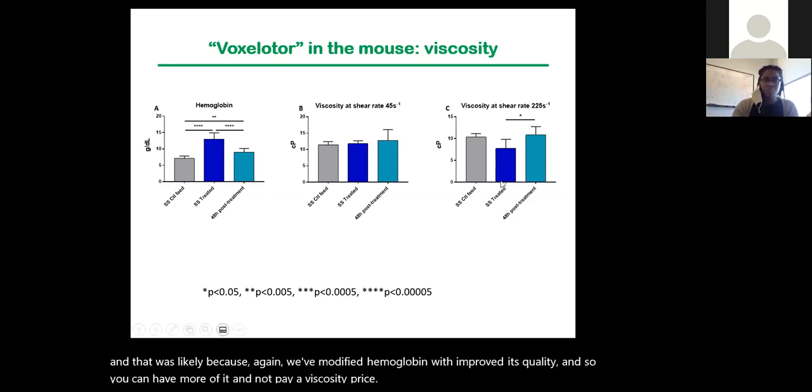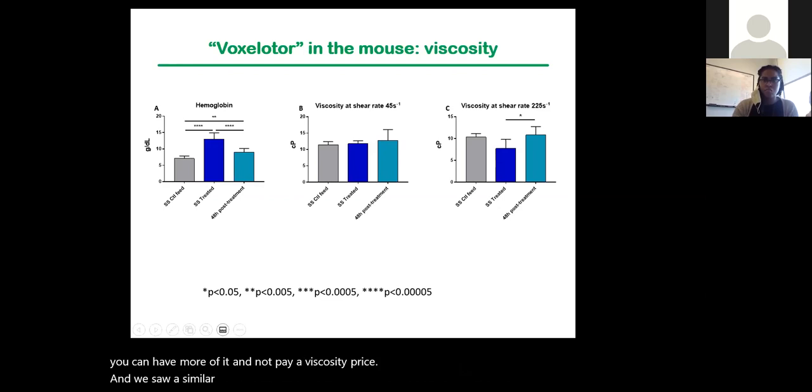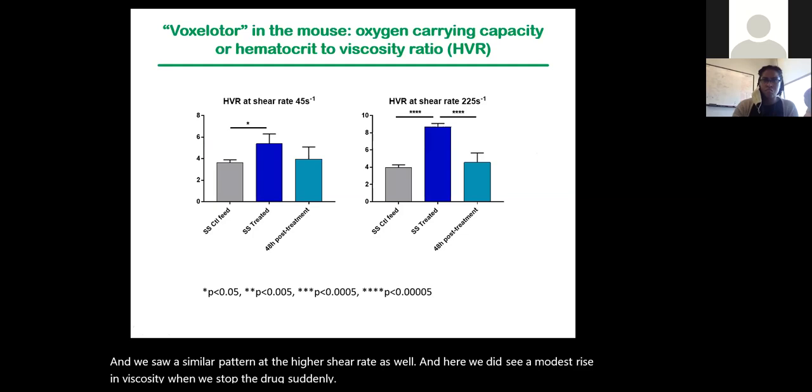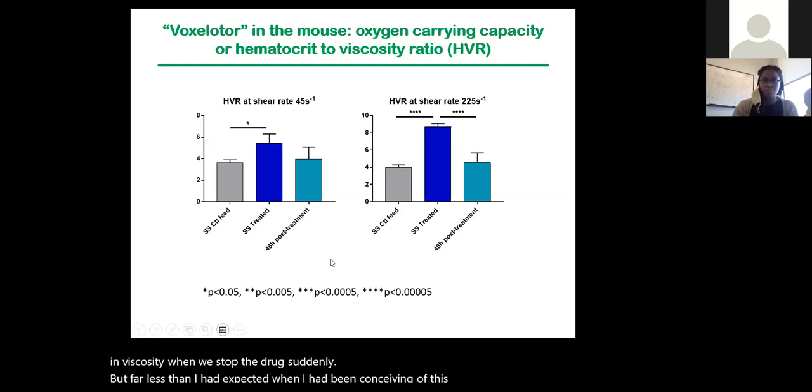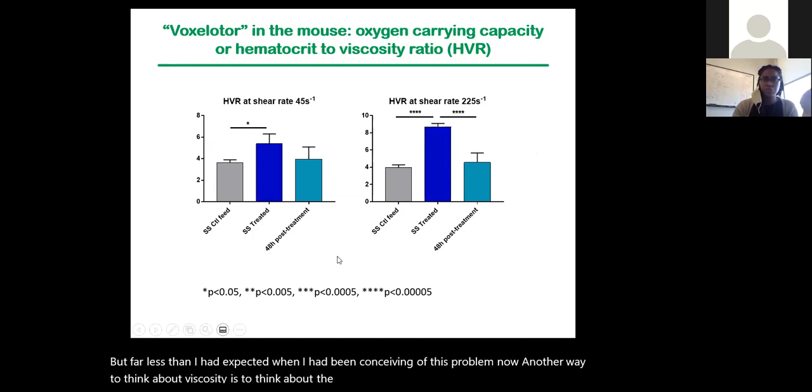And we saw a similar pattern at the higher shear rate as well. And here we did see a modest rise in viscosity when we stopped the drug suddenly, but far less than I had expected when I had been conceiving of this problem. Now, another way to think about viscosity is to think about the hematocrit to viscosity ratio.